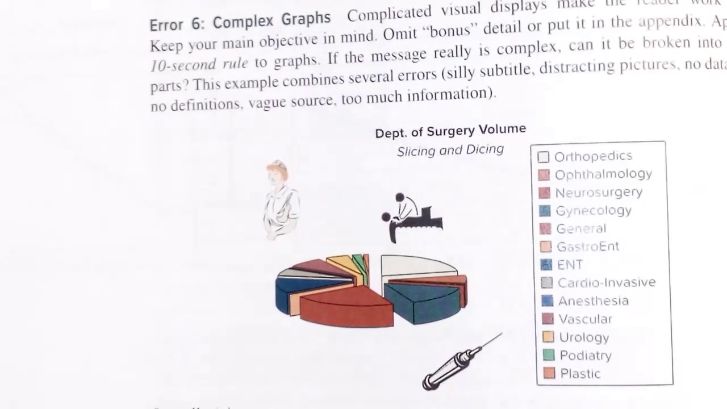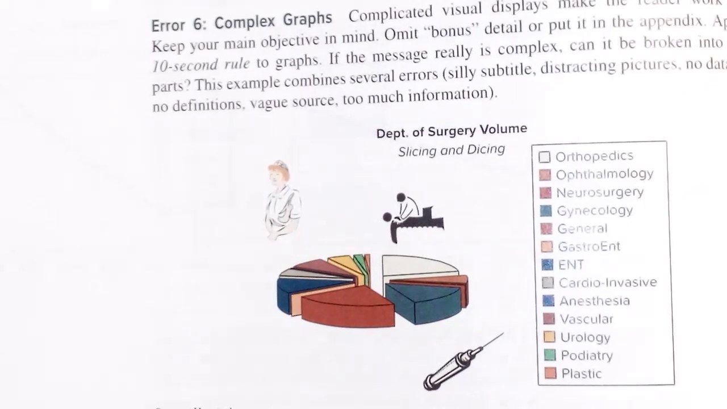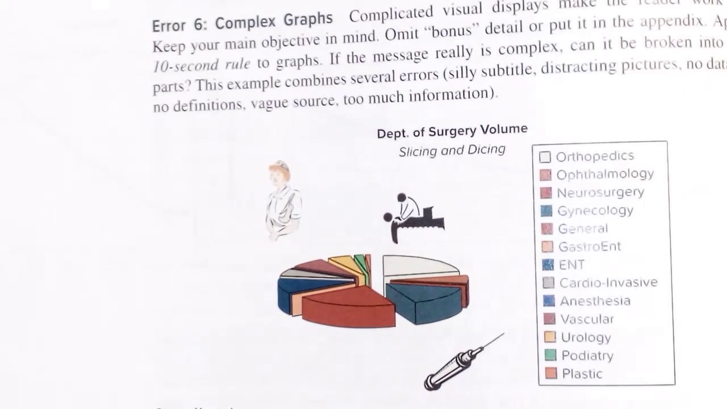As I said earlier, exploded pie charts give me the willies. I'm pretty sure that these colors go around clockwise from noon. So podiatry and plastic are these last two. And I'm pretty sure that plastic is smaller than podiatry, but is urology bigger or smaller than cardioinvasive? Can you tell?